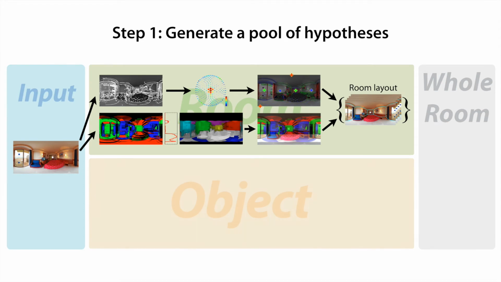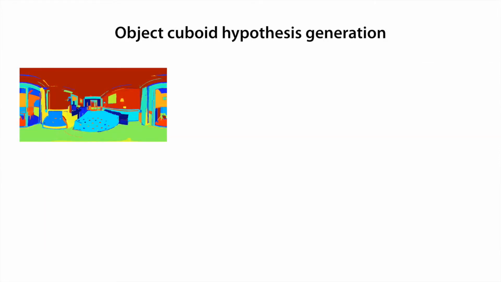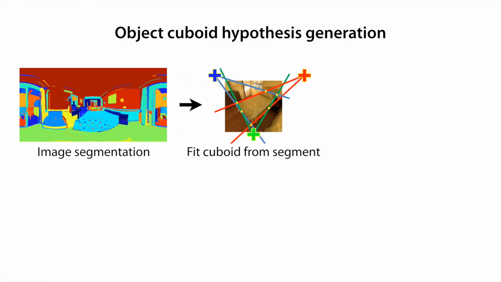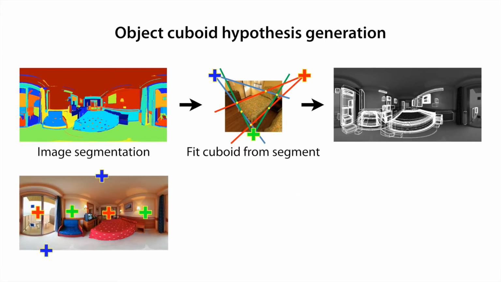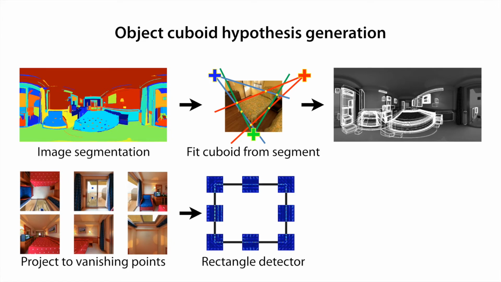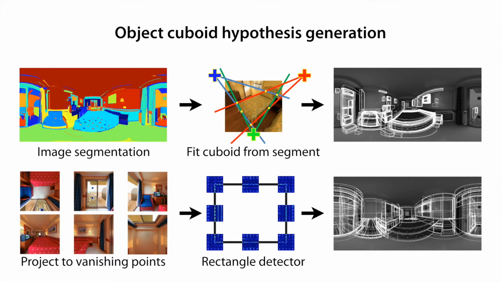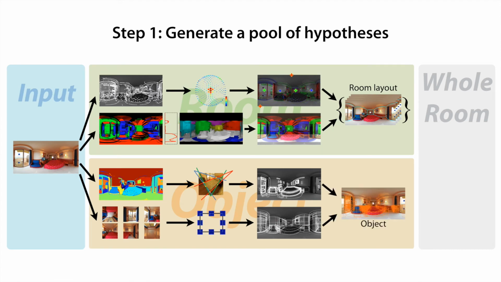Then, we will talk about how to generate cuboid hypotheses for objects in the room. We first do color image segmentation on the panorama. Assuming all cuboids are aligned with vanishing directions, we fit cuboids for each segment. On the other hand, we project the panorama to each vanishing point and run a part-based rectangle detector on each projection. The detected rectangles will also suggest some cuboids, taking them as one of the surfaces. We collect all the cuboids from these two sources as the object hypothesis pool.